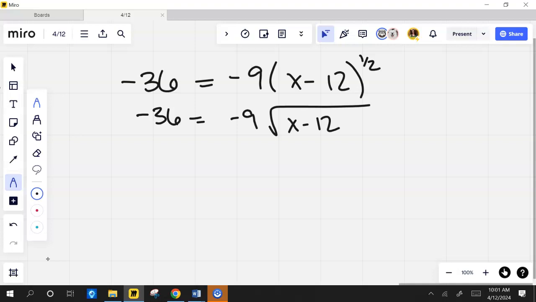Absolutely. Remember, I want to get that radical or that exponential piece by itself. So in order to do that, I'm going to divide both sides by -9. And what is -36 divided by -9? Right? So now I've got 4 equals the square root of x minus 12.